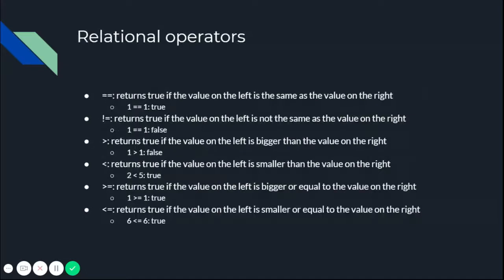The double equals returns true if the value on the left is the same as the value on the right, so 1 double equals 1 is true. Exclamation mark equal sign, or not equal, returns true if both values are different. So 1 not equals 1 would return false, whereas 1 not equals any other number aside from 1 will equal true.